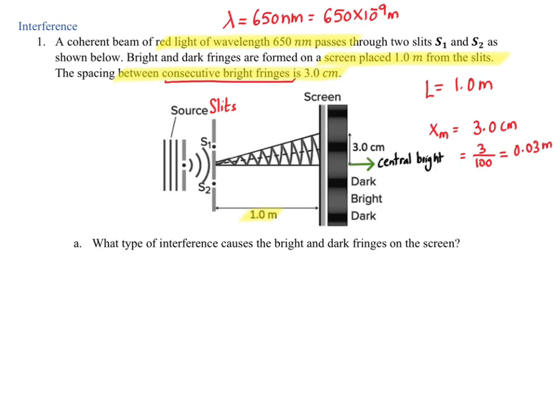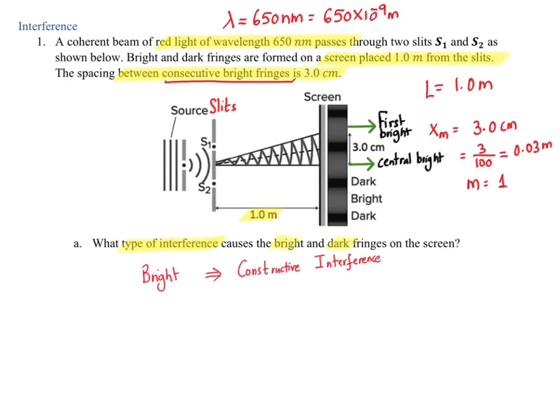Now that's on the diagram. I have labeled the central bright, and 3 centimeter away from the central bright we have got the first bright fringe. That means M is equal to 1. So you can see that M is not given in the problem statement itself, but in the diagram we can see that M is equal to 1 because 3 centimeter is the distance of the first bright fringe from the central bright.